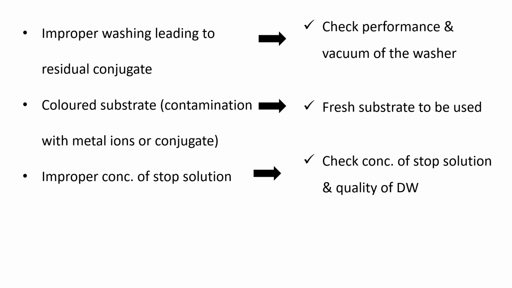Improper washing leading to residual conjugate, so we have to check the performance and the vacuum of the washer. Then colored substrate, where there is either contamination with metal ion or the conjugate, so fresh substrate is to be used. Then improper concentration of the stop solution, so we have to check the concentration of the stop solution and the quality of the distilled water.